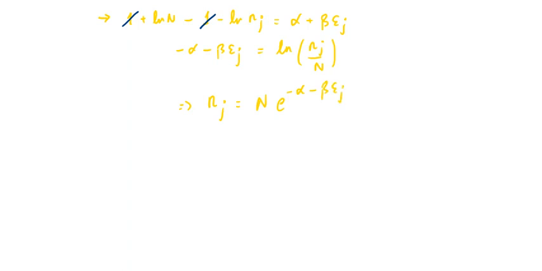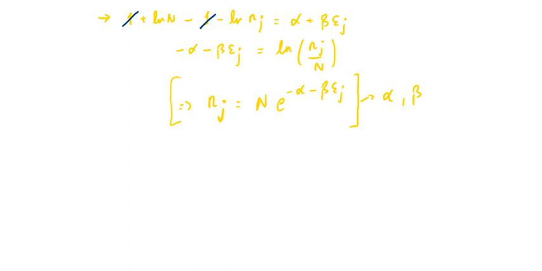Now this is the distribution that we were looking for. This is the distribution that Boltzmann came up with, and it's pretty interesting to know that the number of particles having energy epsilon_j is given by this. The only thing left is to find the constants alpha and beta. It's not too difficult to find alpha, so we'll do it immediately.